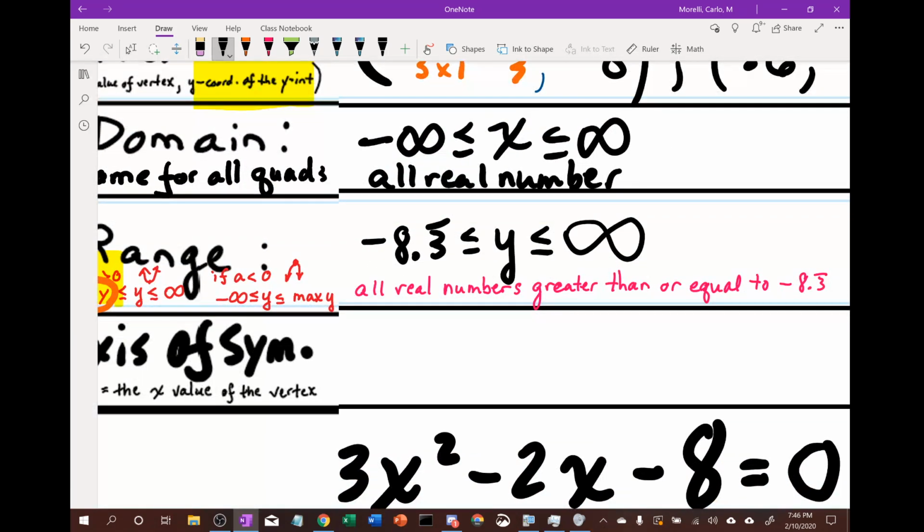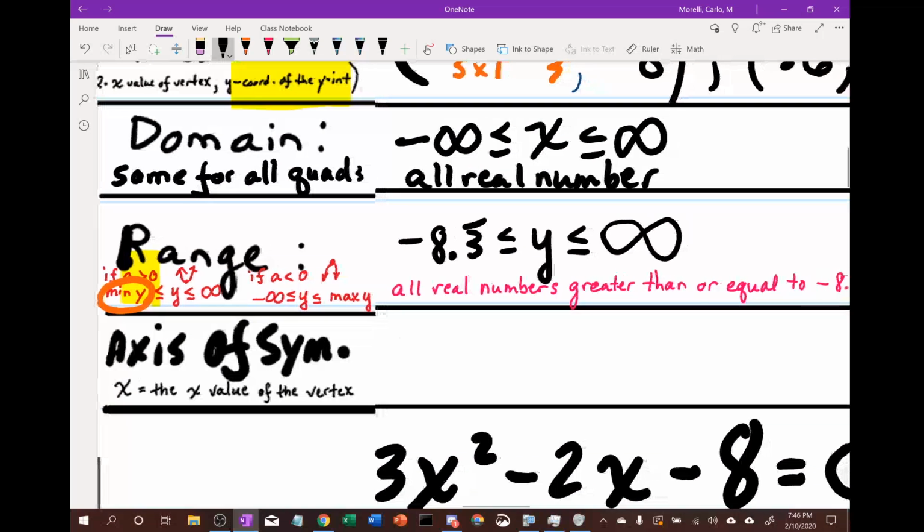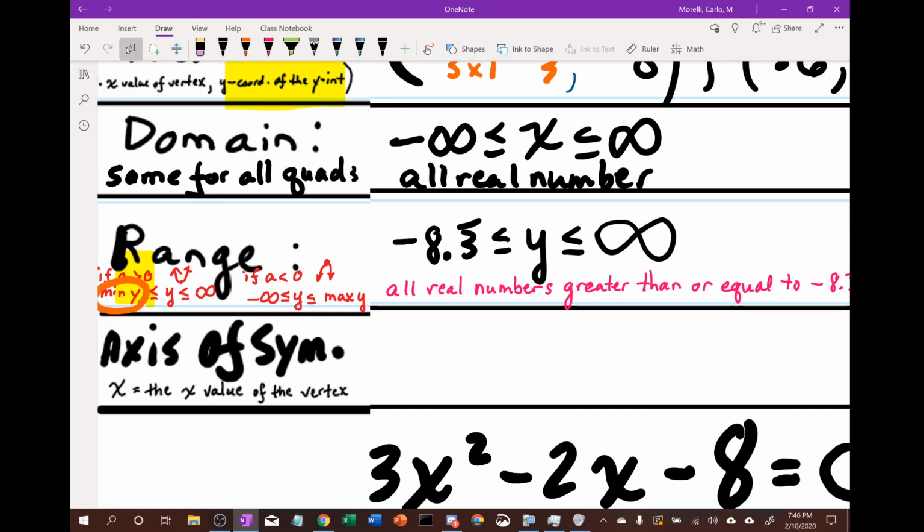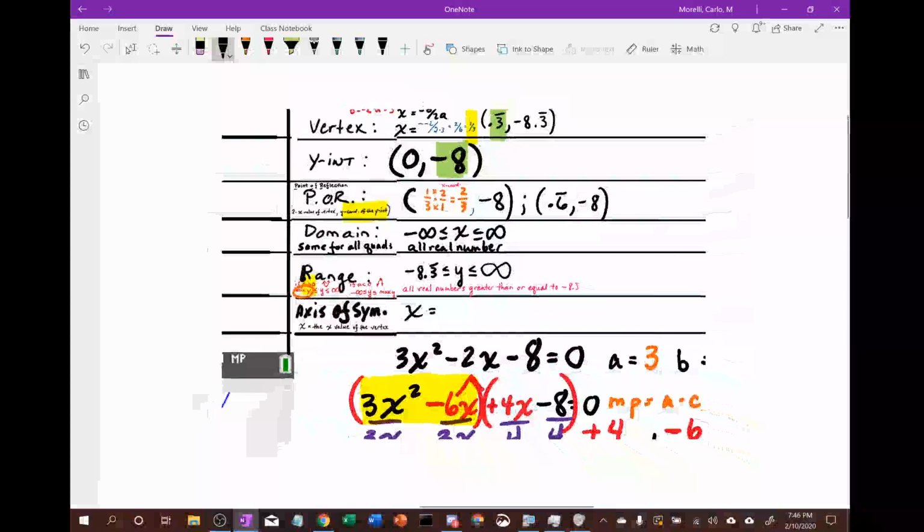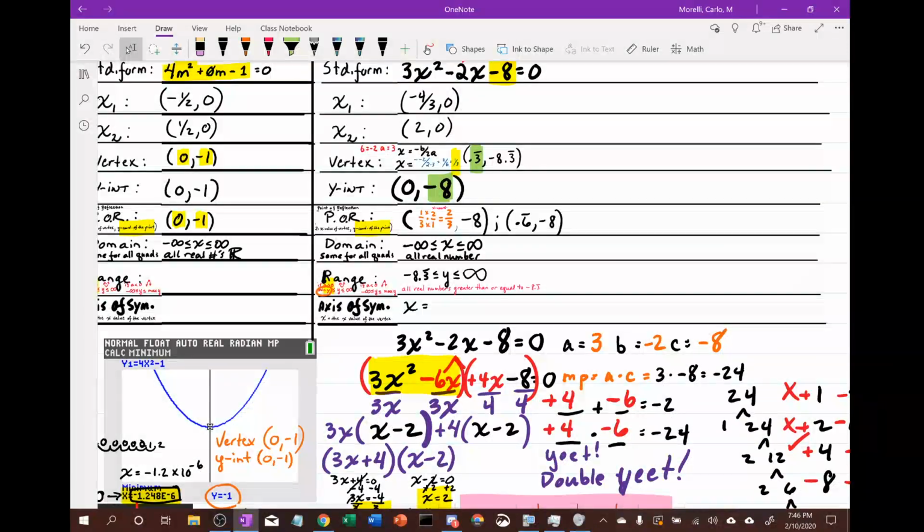Okay, so now I got to do axis of symmetry, and then we're done with this nightmare. The axis of symmetry is the x value of the vertex. So I write x equals the x value of the vertex. So let's go look at our chart here. I'll let you guys tell me.